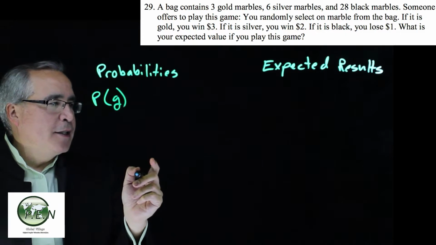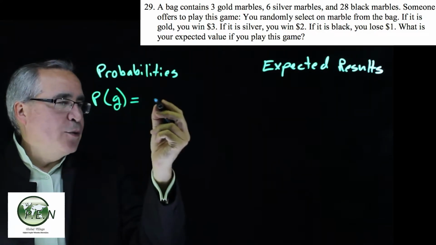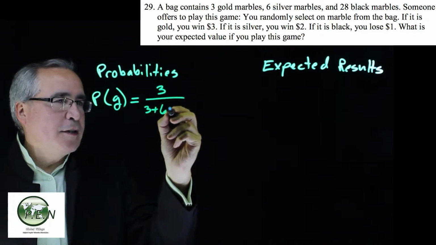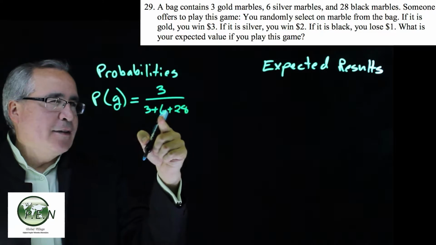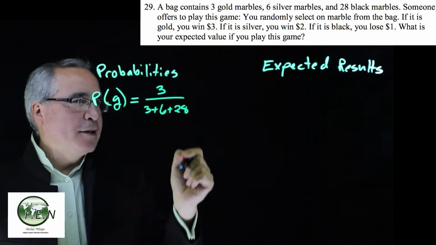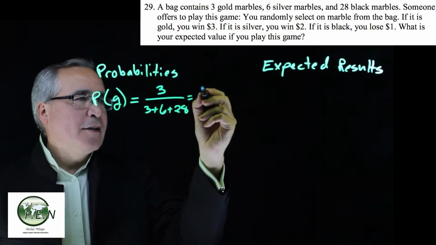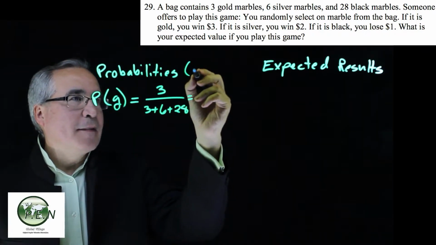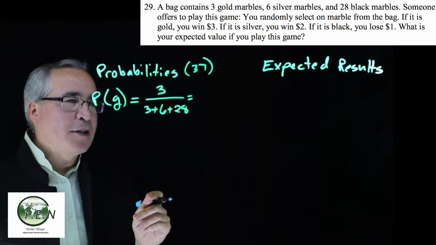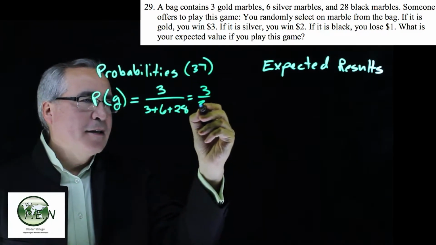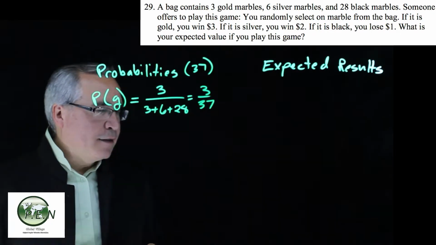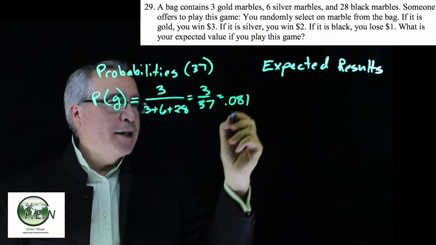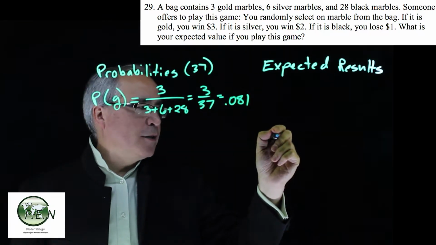So first, if we get a gold, we're going to count the probability of getting a gold. There's 3 gold, 6 silver, and 28 blacks. So that's 3 out of 3 plus 6 plus 28. Let's see, that's 9. That's going to be 37. So that's 3 out of 37. I'm just going to put the 37 up here because we'll probably be using it quite a few times. And so that one gives us a decimal amount of 0.081. That's what we're going to use to get the expected result.